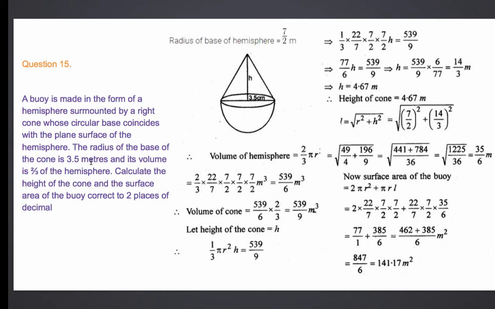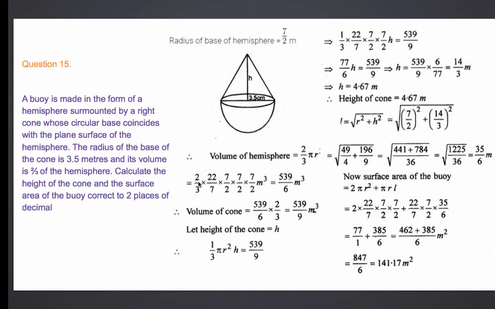The radius of the base of the cone is given 3.5 meter, and its volume is 2 by 3 of the hemisphere. So first of all, we know very clearly that the volume is 2 by 3 of hemisphere. For hemisphere, we need to know the formula for volume. What's the formula for volume of sphere? We discussed 4 by 3 pi r cube, and volume of hemisphere, half of that, is 2 by 3 pi r cube.